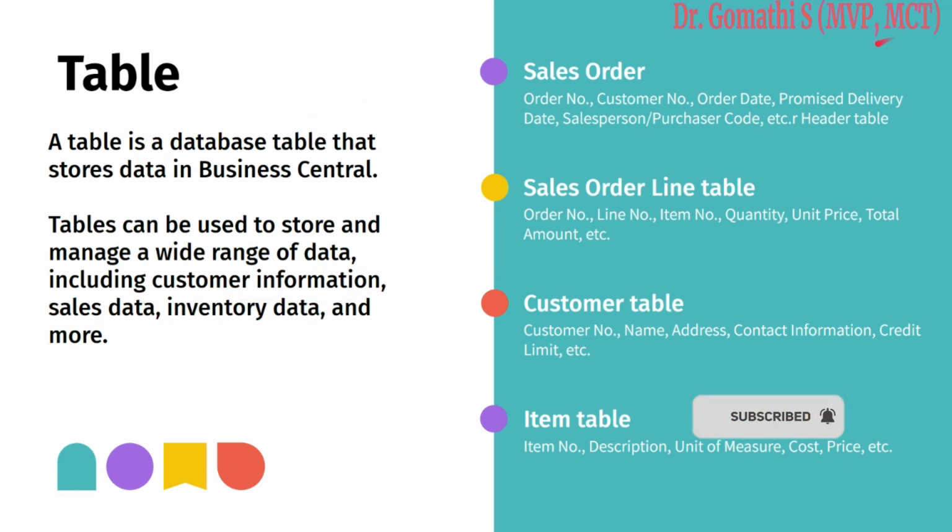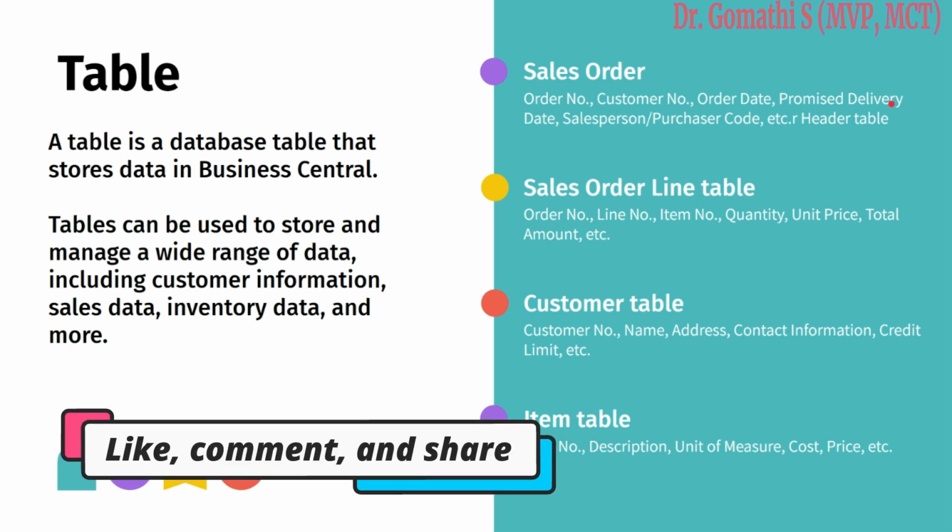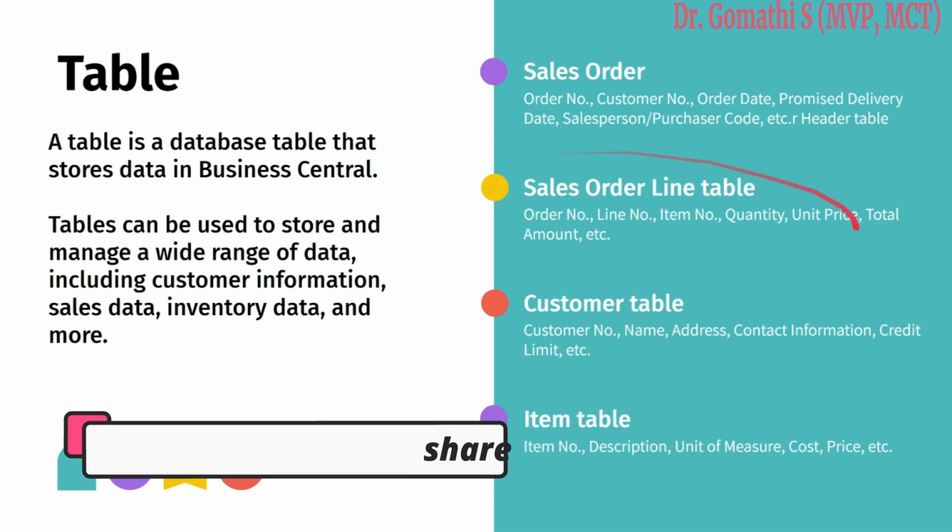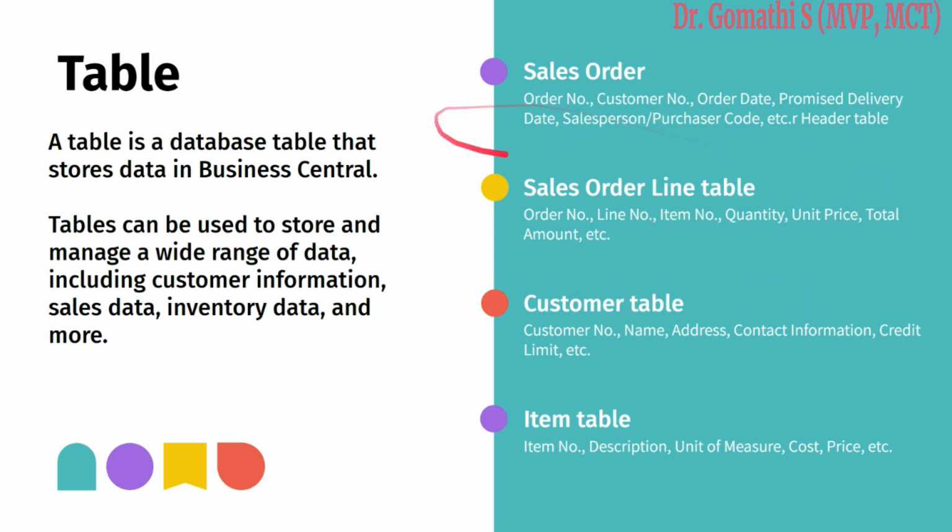So one table you can create is the sales order table. In that sales order table, these are the fields which you can create. These are sample fields; you can create anything if you want to. If you want to add more, you can create it. And the sales order line table: order number, line number, item number, quantity, price, total amount.